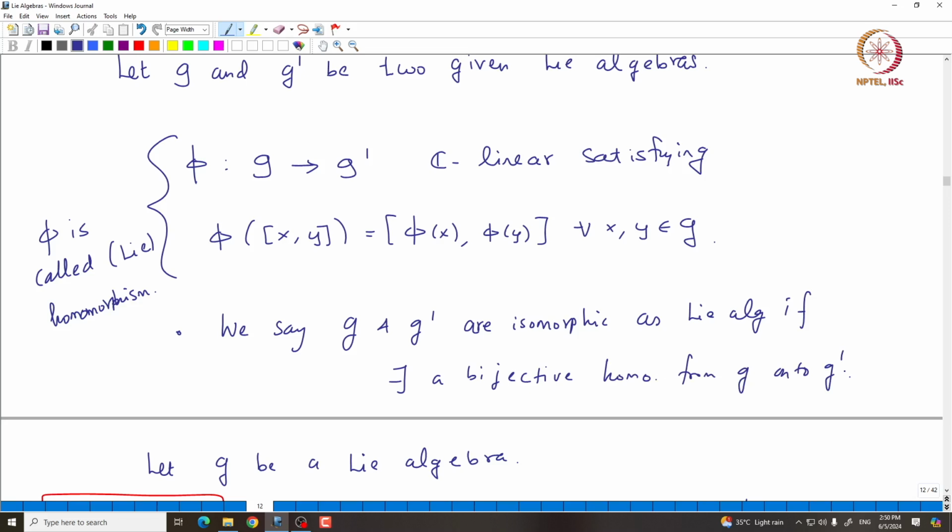So, it is an easy exercise to see that if you have a bijective homomorphism from G to G dash, then the set theoretic inverse of that map pi, which we denote by pi inverse, will again be a Lie algebra homomorphism. That is easy to verify. I will leave it to you. So, that is why we demand only a bijective homomorphism from G onto G dash, because the inverse becomes automatically a Lie homomorphism.